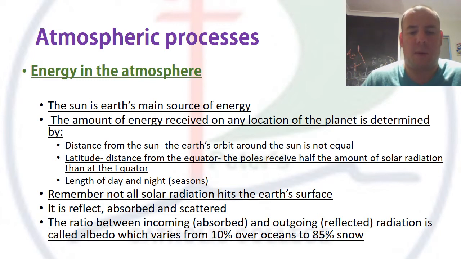The ratio between incoming and outgoing radiation is called an albedo, which varies from 10% over oceans to 85% over snow. So obviously over seas and oceans it gets absorbed, whereas over snow and ice it gets reflected.